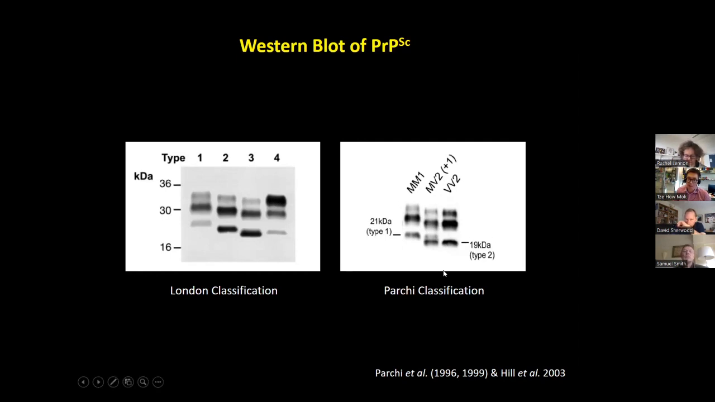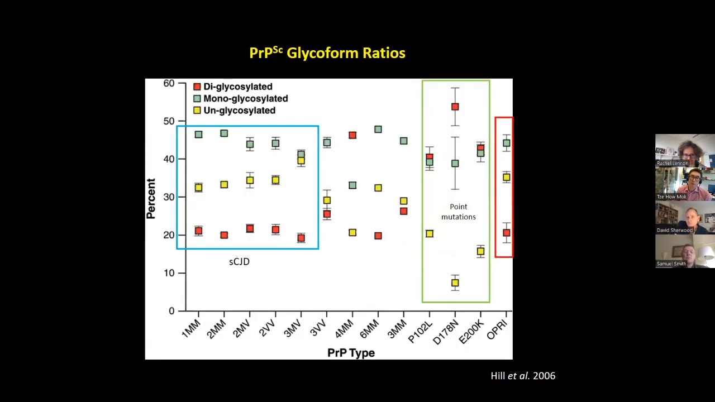Worldwide, there is a Parker classification in which the samples are processed slightly differently, but it also gives you 3 bands. And what we can also do, once we've blotted the brain, is analyze the predominance of the glycosylated fragments, and they are different for sporadic CJD versus PRNP point mutations. You can see that in the PRNP point mutations, classically P102L, D178N and E200K, the diglycosylated fragment predominates, while in sporadic CJD, it's the monoglycosylated fragment.